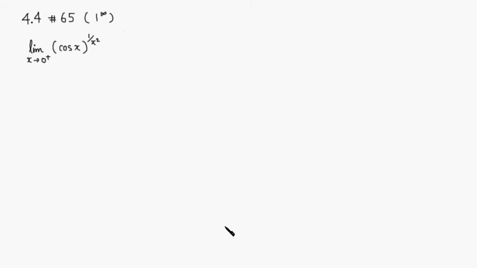Okay, let's look at section 4.4, number 65. This is an example of the 1 to the infinity case for L'Hopital's rule. Let's check that. First thing, we plug in. Cosine of 0 is 1, so this goes to 1. And 1 over 0 from the positive side goes to positive infinity. So we have the 1 to the infinity form.